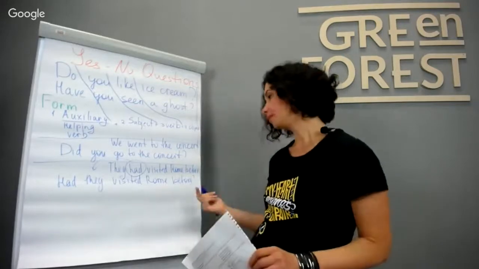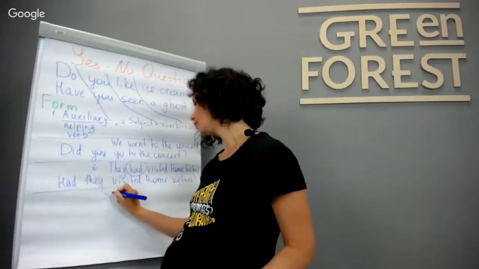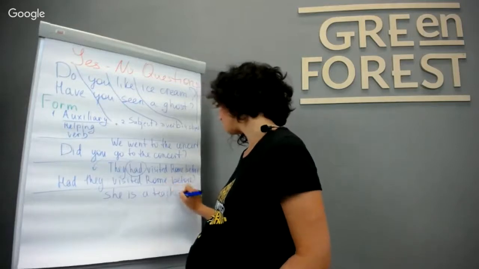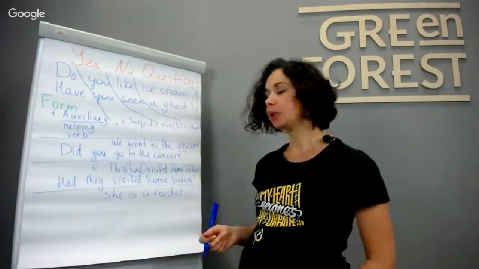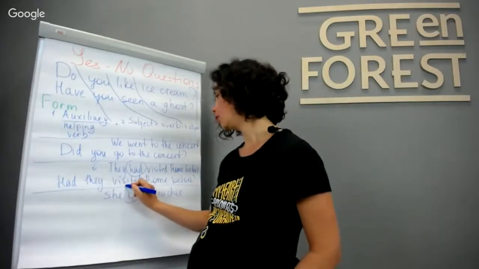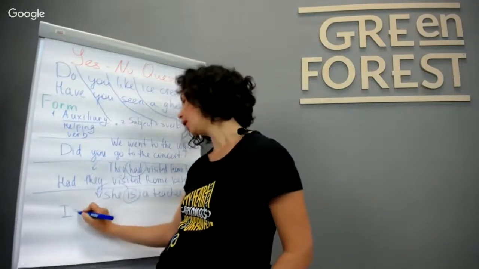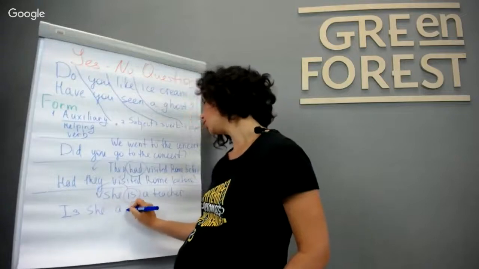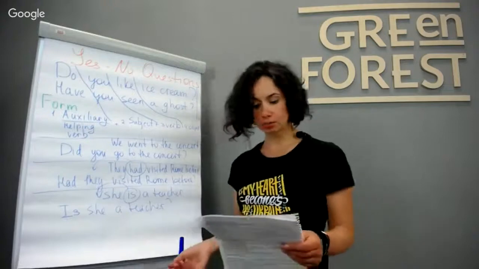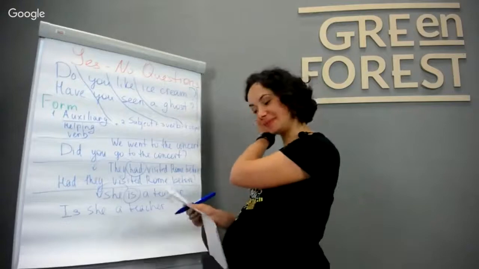Let's look at one more, a very simple one. She is a teacher. When we want to create a question, we need to identify the auxiliary verb. In our case, it's going to be is. So we put is at the beginning. And how do we create it? Very easy. Is she a teacher? And well, actually, that's it. I suppose it's quite simple to use.